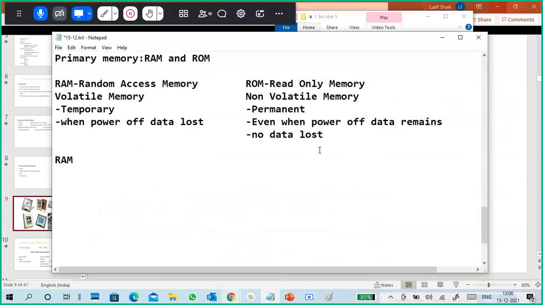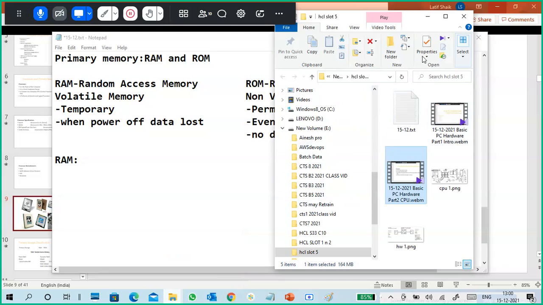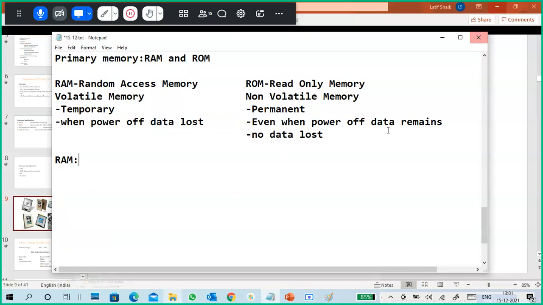Okay, next one. RAM is random access memory. What is random? You can pick anything. I can access this file or that file or anything. Here you can see a lot of files are showing. I can open this file or this file or this one. No need to go one by one. You can open any data directly. So that is mainly the RAM capability.